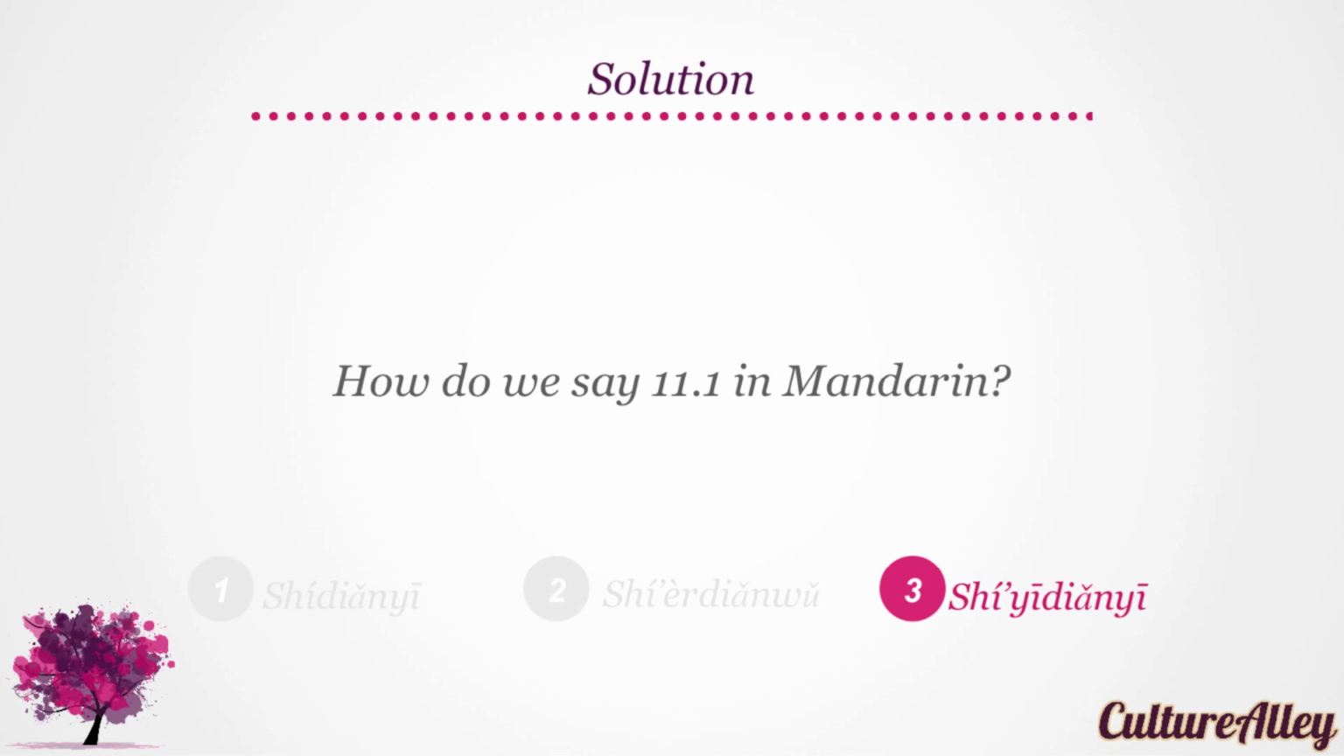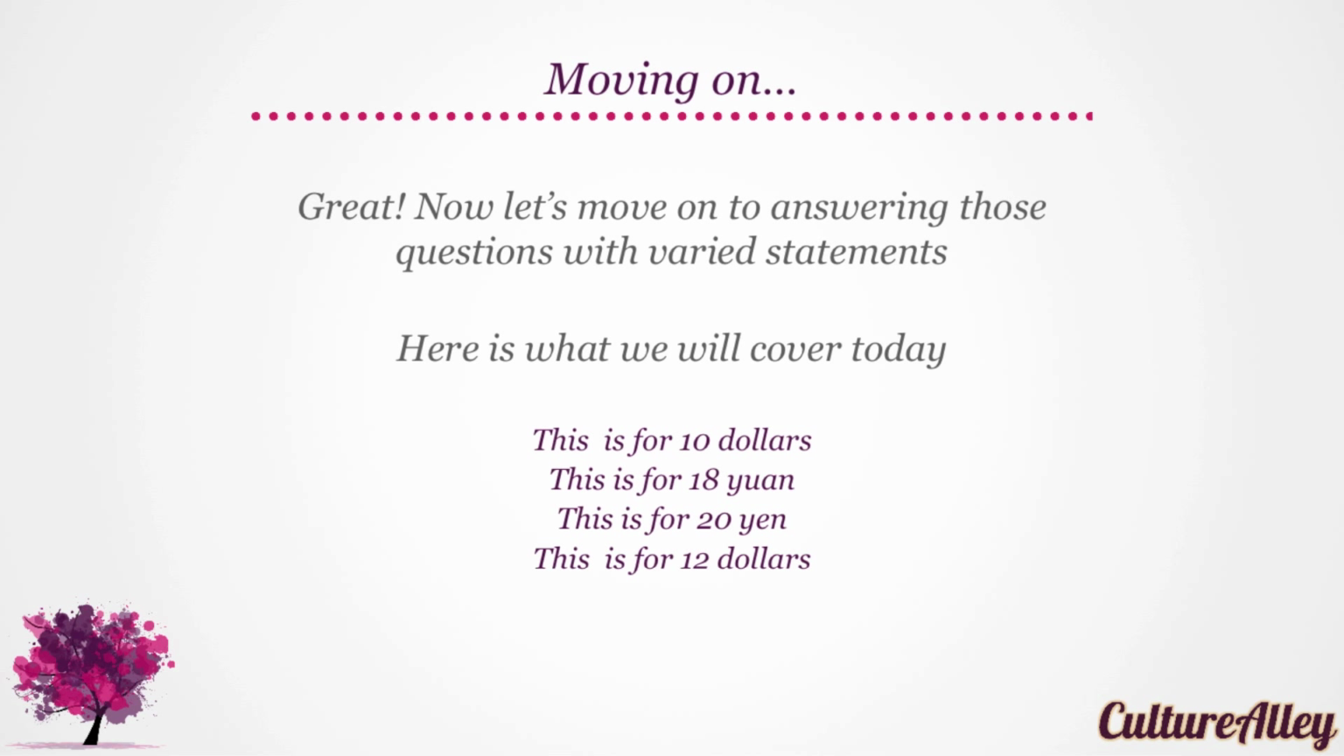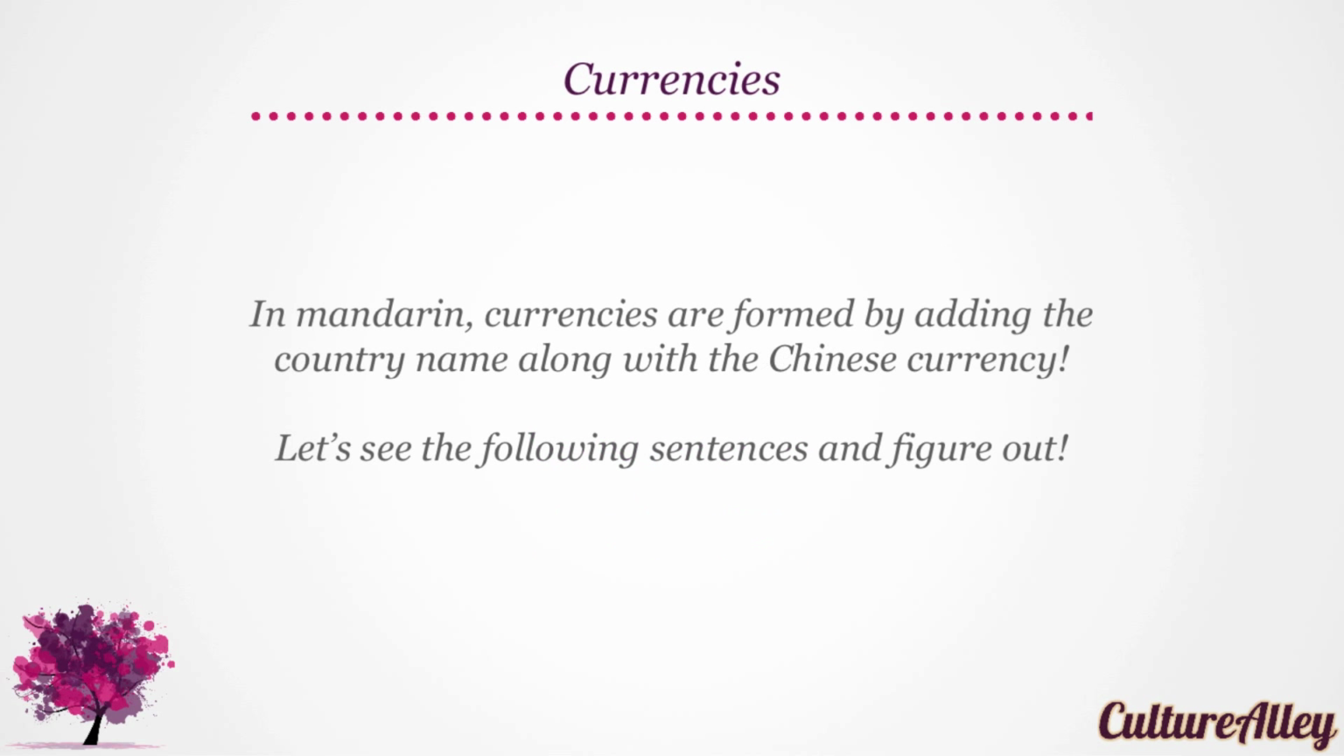Well done! Now let's move on to answering the question we covered in the beginning with varied statements. Here is a list of sentences we will cover today. This is for $10. This is for 18 yuan. This is for 20 yen. And this is for $12. Let's start by learning more currencies.